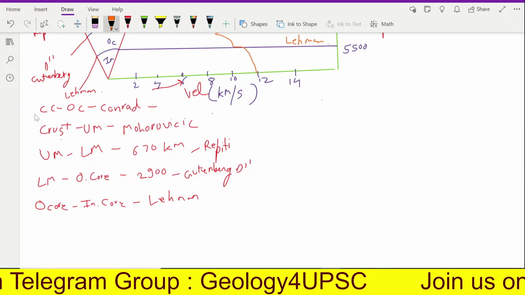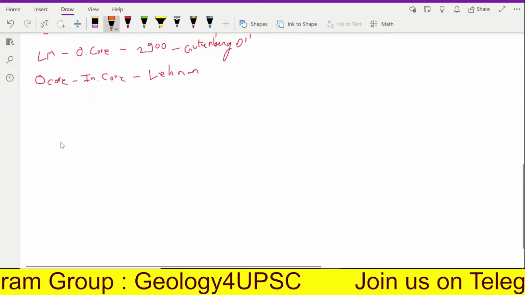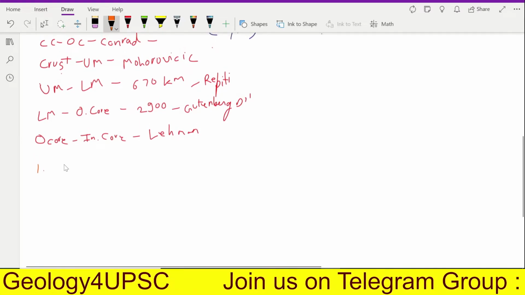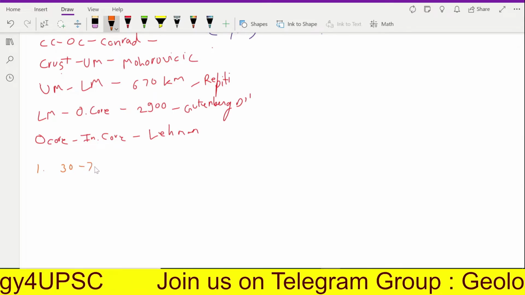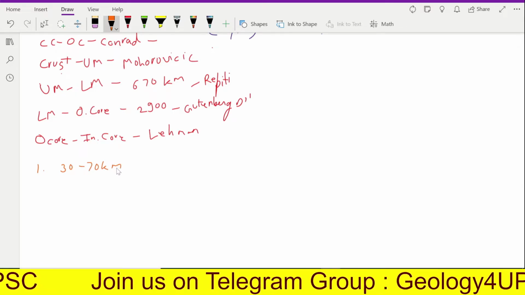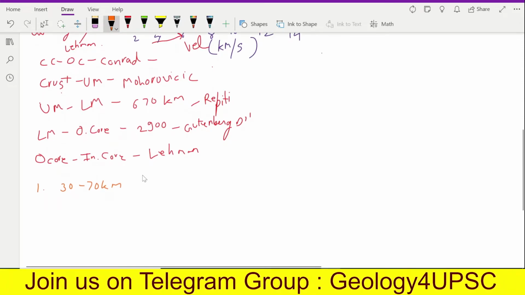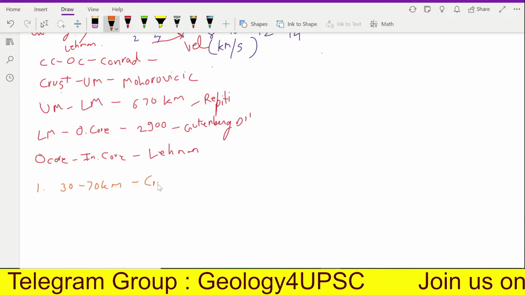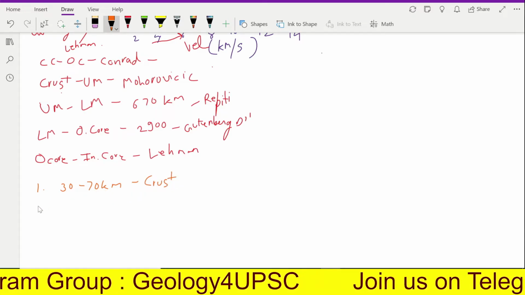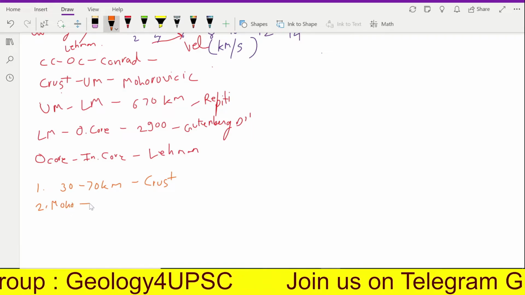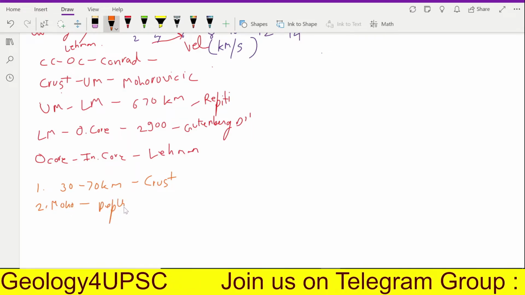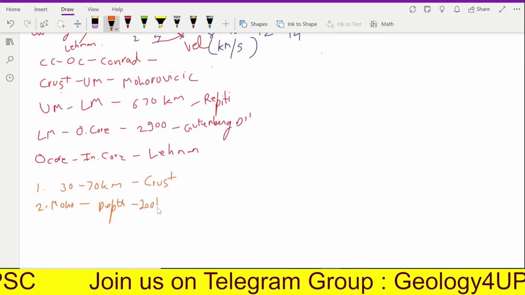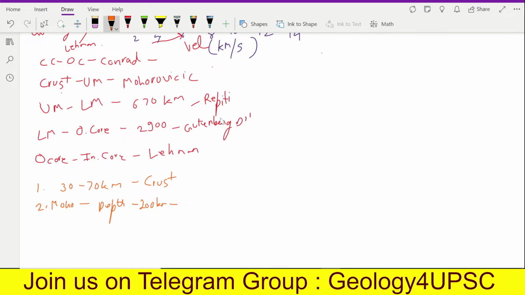For the first one, you will write its depth. It is at about 30 to 70 kilometers, depending on whether it is mountain or plain land, and it's on the lithosphere, on the crust only. Then for the second one, you have to write important points on the Moho. Write the depth of occurrence, about 200 kilometers.